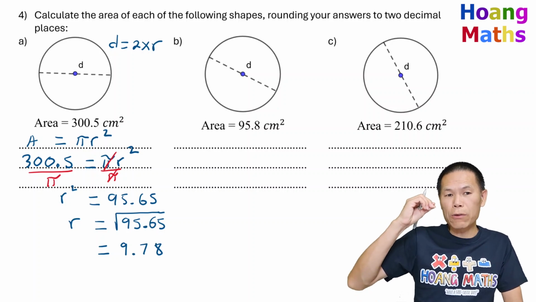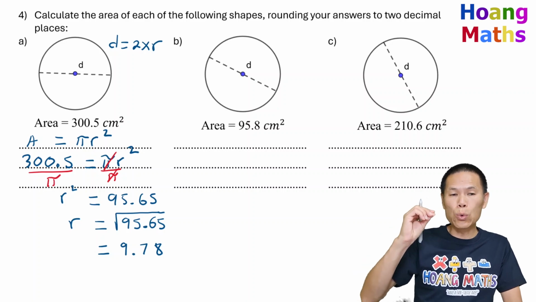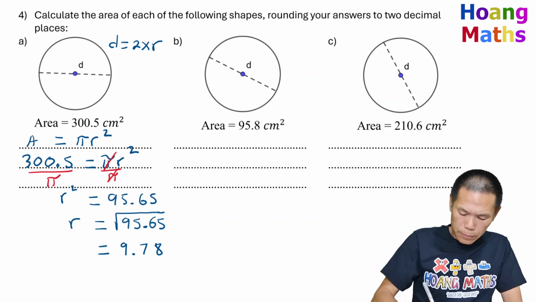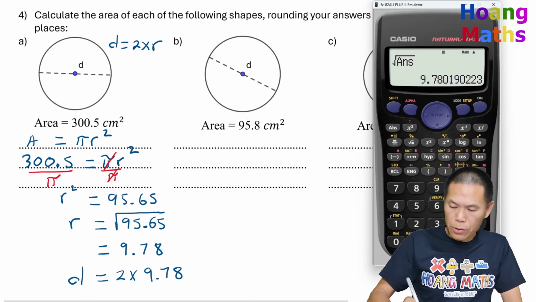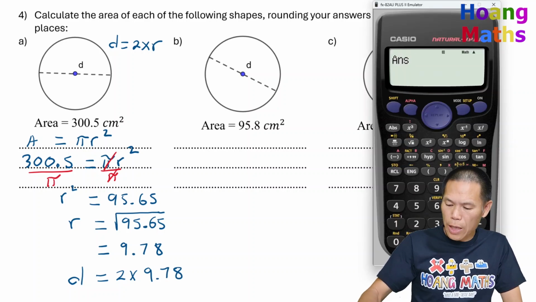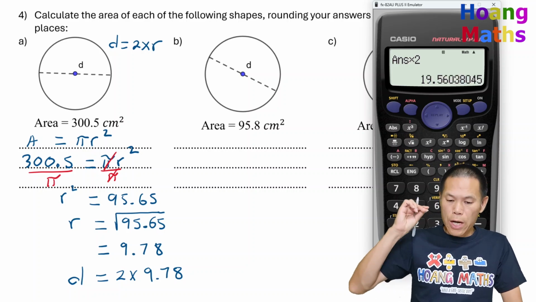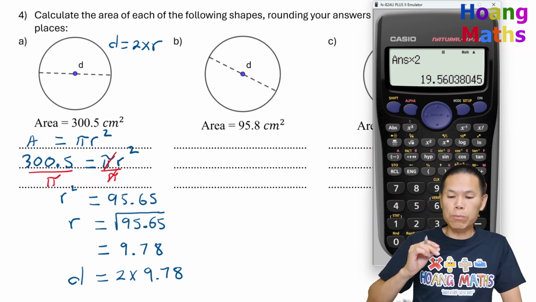But we need to work out the diameter. So we just go, diameter is 2 times the radius. So we just go d equal 2 times 9.78. So I just go answer times 2 equal. So there you go, 19.56, correct to 2 decimal places.